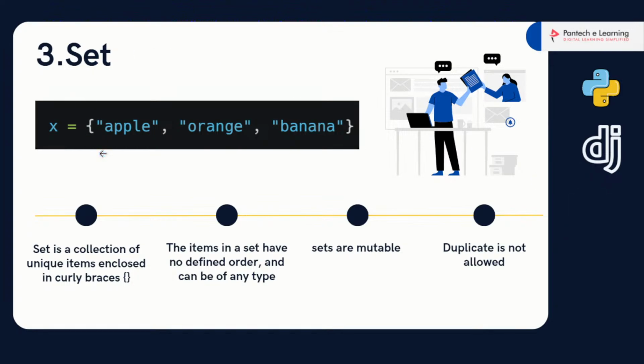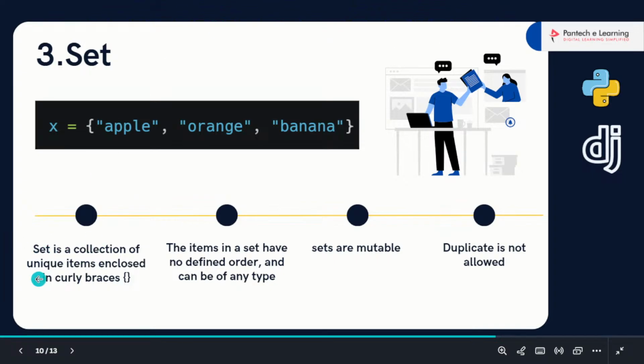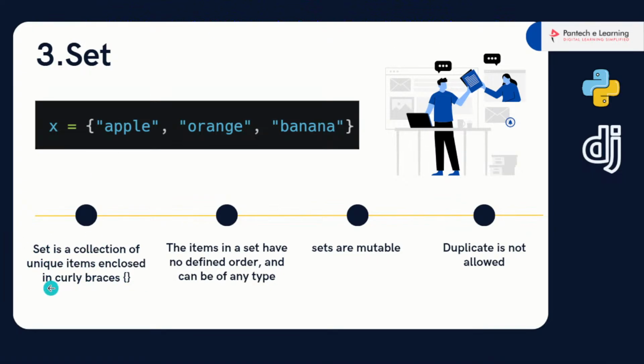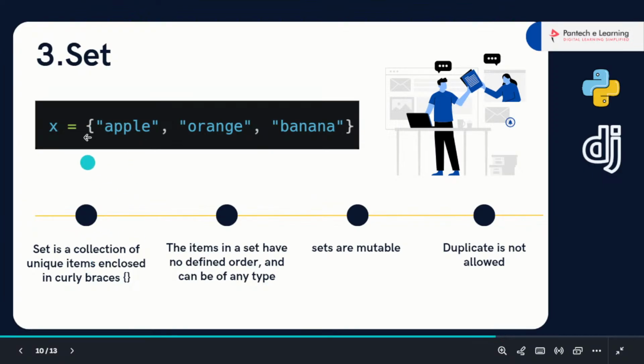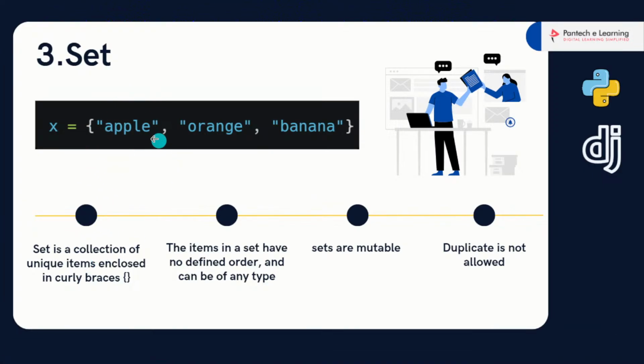Now we're going to understand what a set is. A set is also the same thing as list and tuple, but it uses curly brackets. A set is a collection of unique items enclosed in curly brackets. It means the set only allows unique values. If there is a one already, the set does not allow another one. If there is an apple, only one apple is present in the set. We cannot duplicate; adding another apple is not possible.